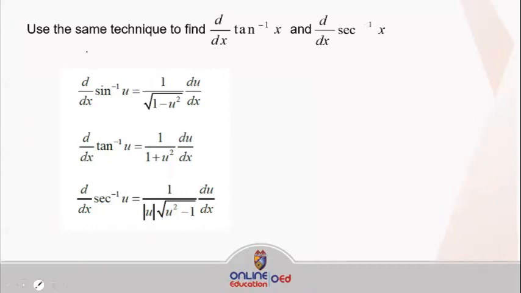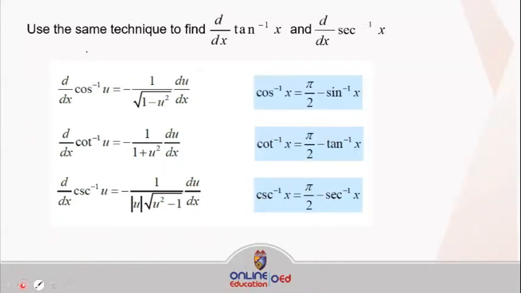And for the next naman natin na formula, ito yung other formulas natin. We have yung for the cosine or the inverse of the cosine, we have the negative 1 over the square root of 1 minus u squared du over dx. And for the cotangent raised to negative 1 or the inverse of the cotangent, we have the negative 1 over 1 plus u squared du over dx. And for the cosecant, or the inverse of the cosecant, we have the negative 1 over the absolute value of u times the square root of u squared minus 1 du over dx.